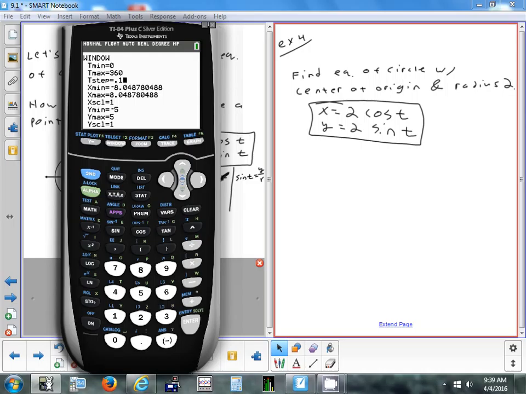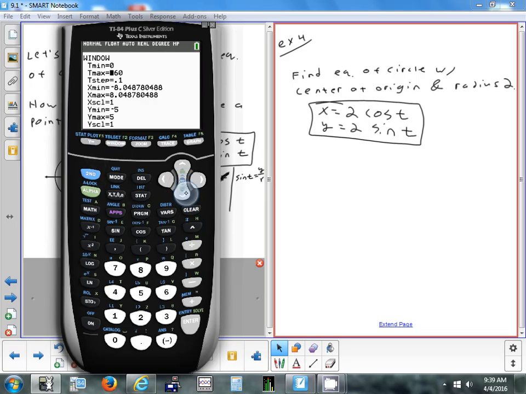It's going to take too long. You're graphing too many points. It's graphing thousands of points. It's graphing over 3,600 points to make that circle. You don't need that much detail, so I'm going to stop it.